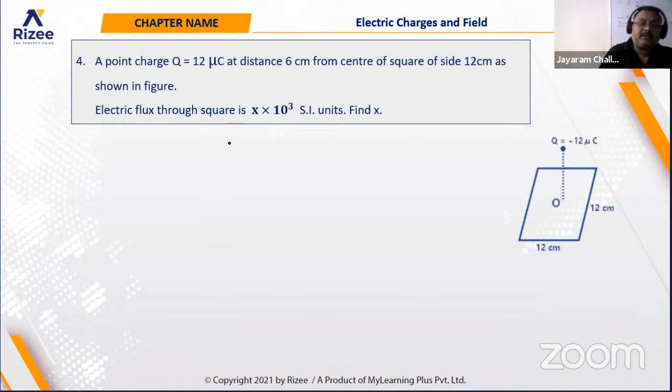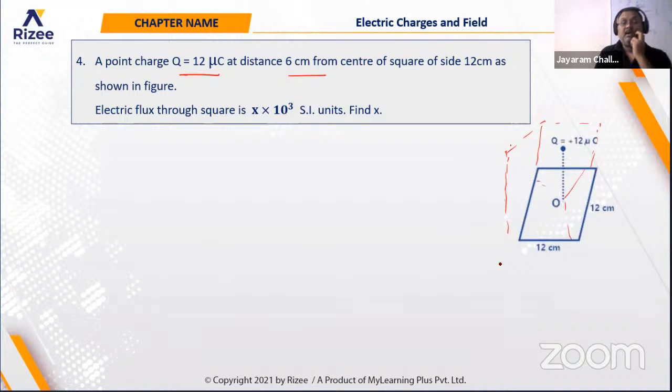A point charge plus Q, 12 microcoulombs, is at a distance of 6 centimeters from the center of a cube, of a square. That means if I construct an imaginary cube like this, there will be a cube in this way. Okay, that means to the side 12, 6 centimeters should be exactly at the center. That means charge Q is placed at the center.